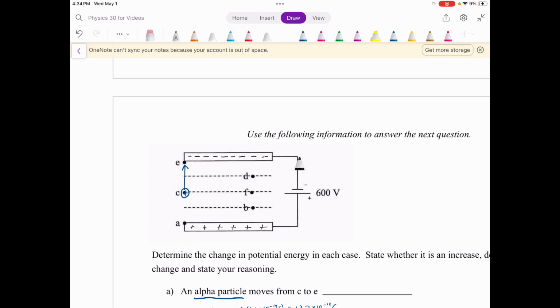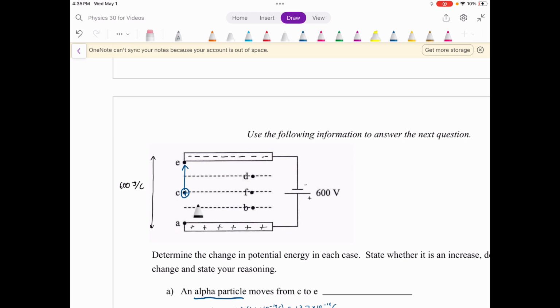Now, if the two plates are connected to a battery with a potential difference of 600 volts, 600 joules per coulomb, that means the potential difference across those plates is also 600 volts, or 600 joules per coulomb. Okay, so we know that to go from here to here, you are changing your potential energy by 600 joules for every coulomb of charge you have.